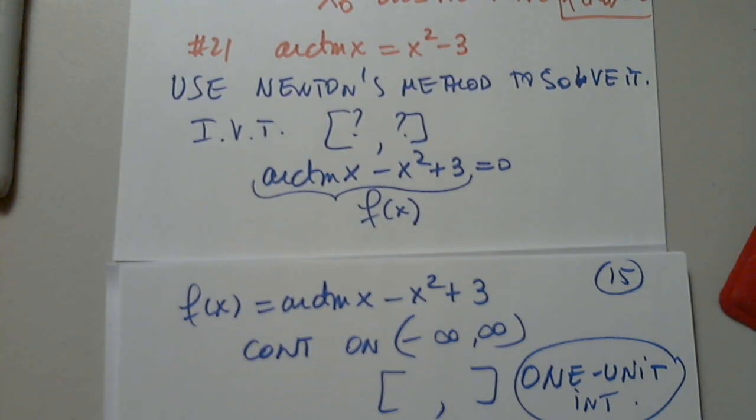So we put in the function in y equals, and I have arctangent. Remember, arctangent is the inverse of tangent, and this is x, close the parenthesis, and then minus x squared, and then plus 3.